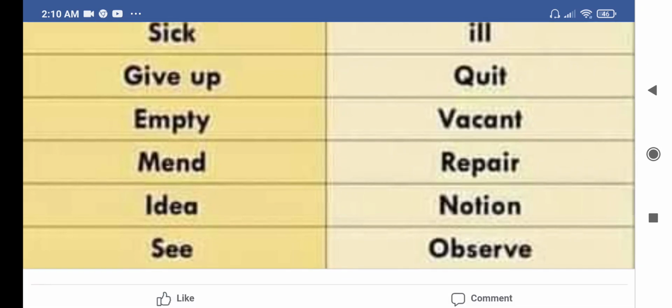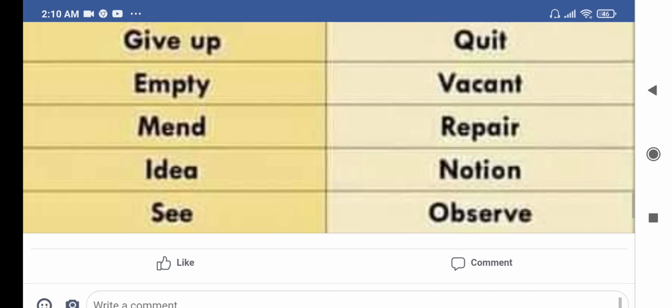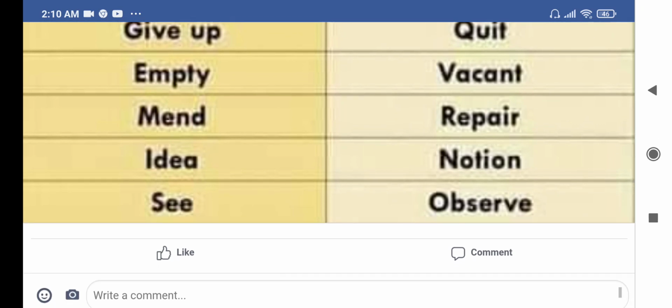Give up, quit. Give up means to avoid, to forget something. You should give up smoking. This is informal dialogue. But quit is very much formal. Empty, vacant. Empty. My stomach is empty, we usually say, but we do not say my stomach is vacant. Okay, so be careful while you use these words in your email or in your script.